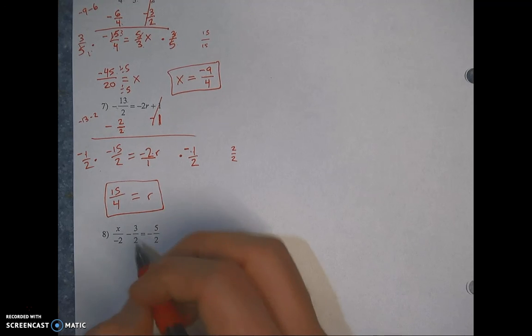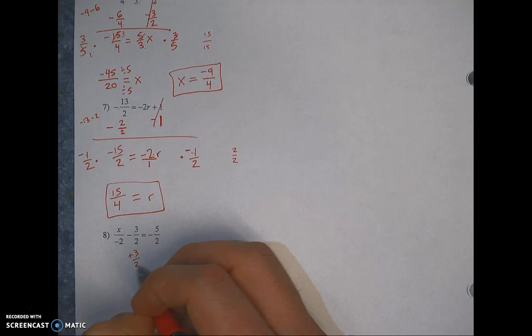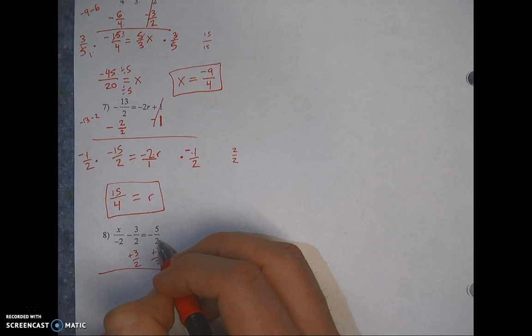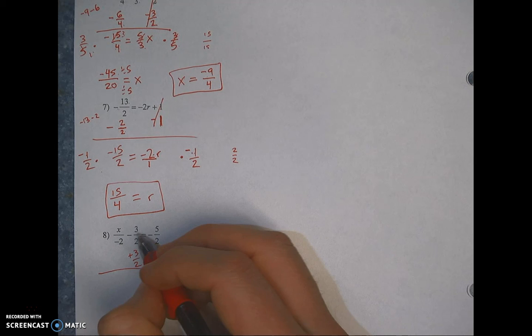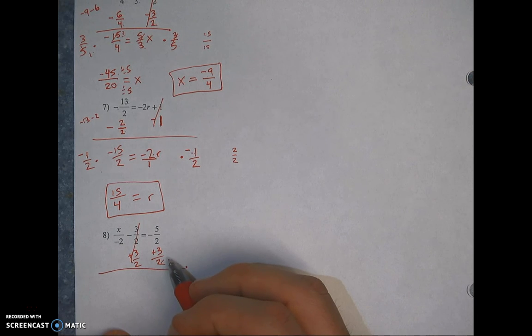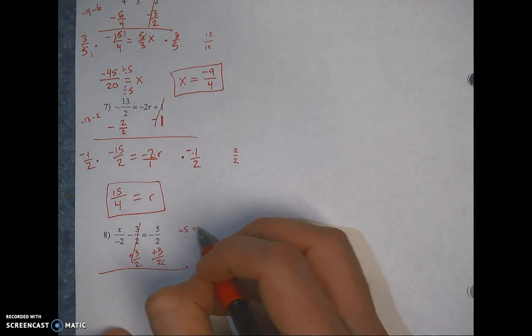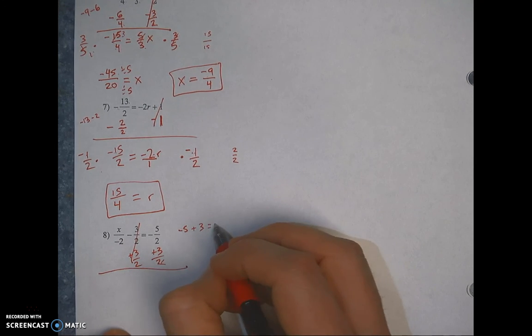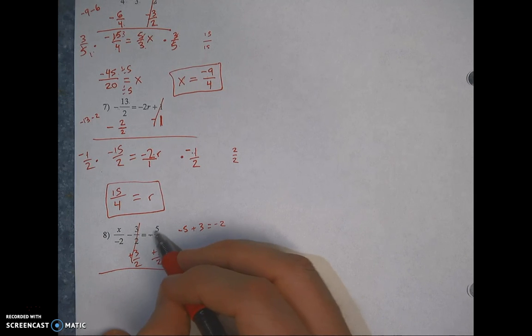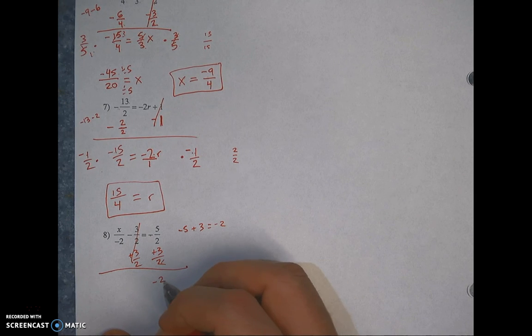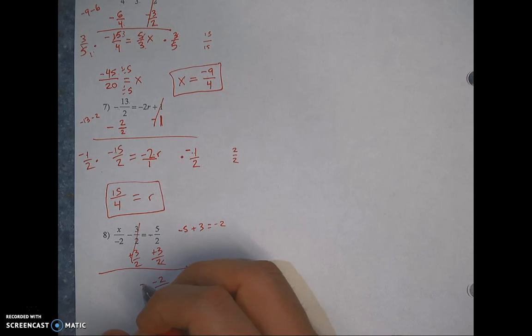So first thing I'm going to do is I'm going to add 3/2 to both sides. What I like about this is already a denominator of 2. So I don't need to mess with this and change it. I can just add 3/2 to it. So this is negative 5 plus 3. Well, that equals negative 2. So over here, negative 5 plus 3 gets me a negative 2 over 2.